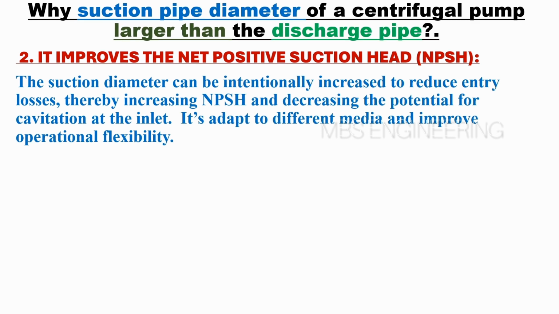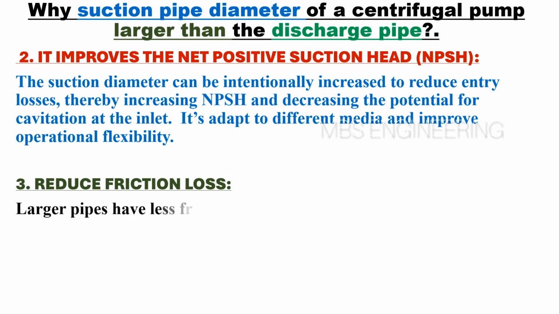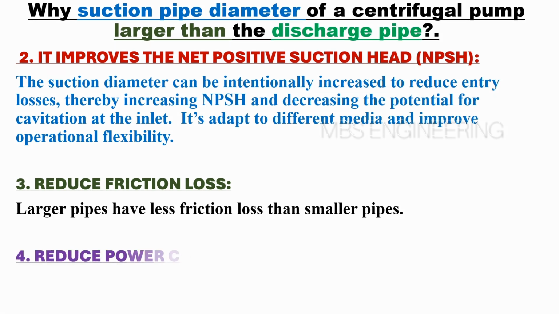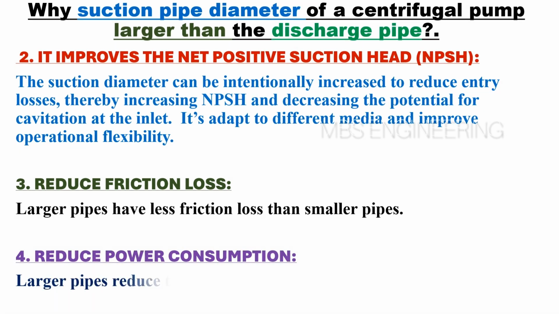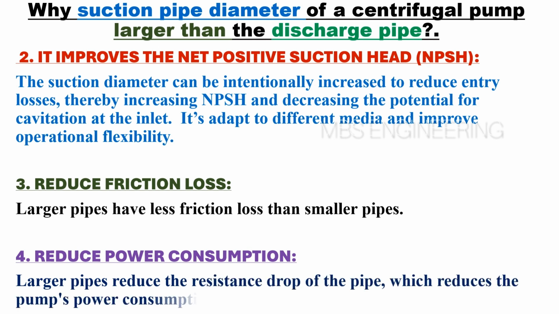Next, the third topic is reduce friction loss. Larger pipes have less friction loss than smaller pipes. Next, the fourth topic is reduce power consumption. Larger pipes reduce the resistance drop of the pipe, which reduces the pump's power consumption.